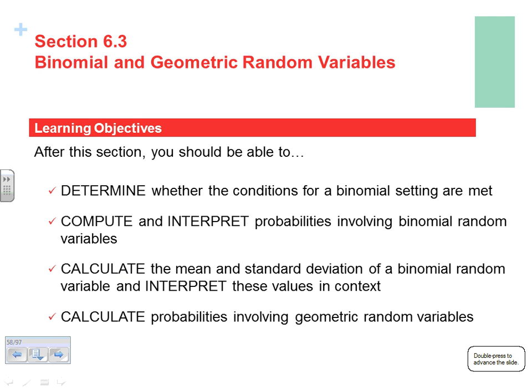Right, so 6.3, we're going to do binomial and geometric distributions here. And we're going to see how to know when something is binomial or geometric, and then find the probabilities when they are. Yay!